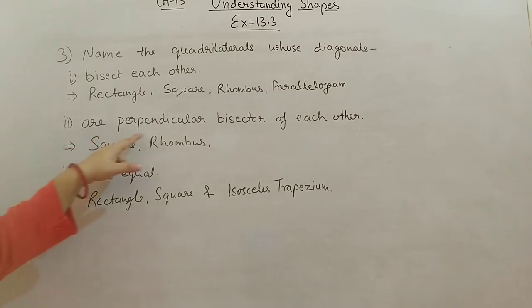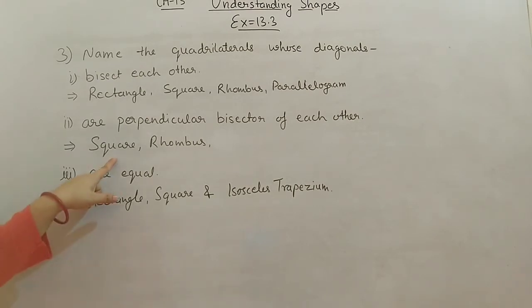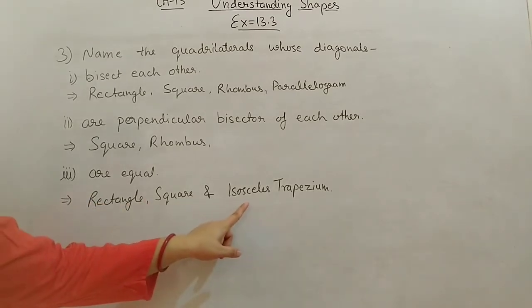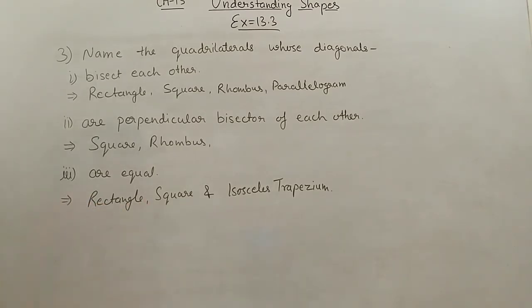Second, a perpendicular bisector. Perpendicular means it should intersect at 90 degree, and bisector means half-half. So for square and rhombus, it will bisect at 90 degree. Third, diagonals are equal. So diagonals are equal for rectangle, square and isosceles trapezium also.